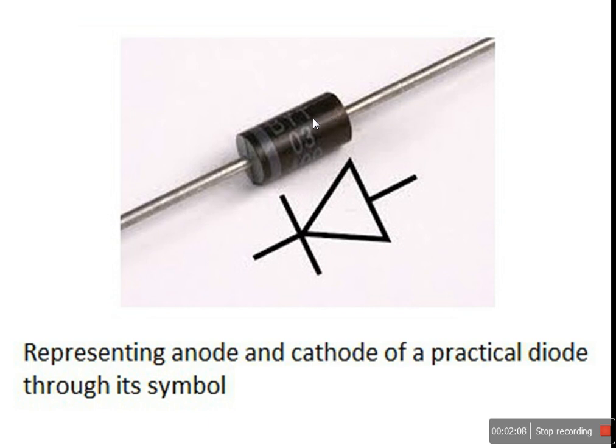So this is the practical diode. This is the silicon diode, and the diode number is 1N4007. Here the terminals are anode and cathode. Here we are having a silver coated line. This silver coated line side is cathode and this side is anode. So this figure represents the anode and cathode of a practical diode through its symbol.